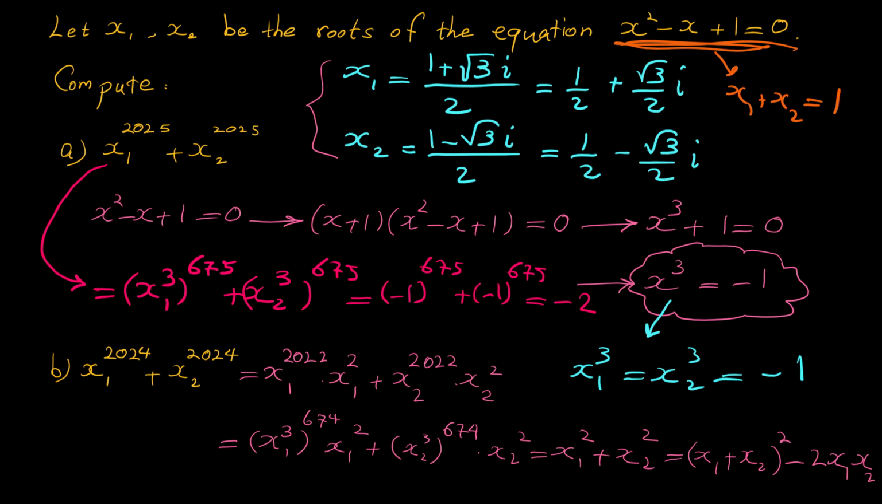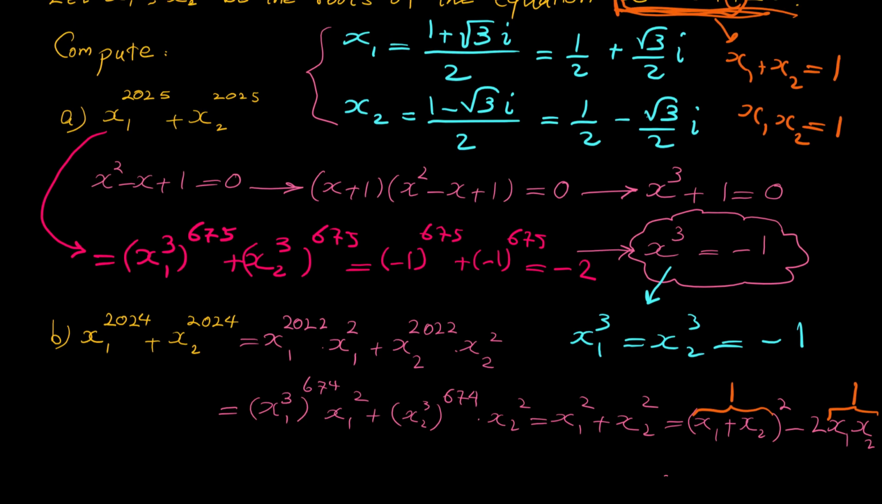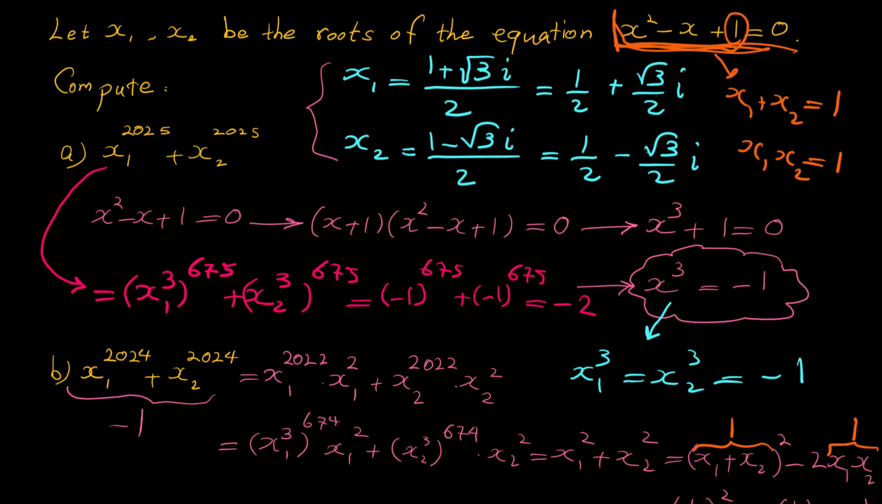What about the product of the roots? x1 times x2, the product of the roots, equals c over a. c is 1, a is 1, so it's 1 also. So this bracket is 1. x1 times x2 is also 1. So finally the answer is 1 to the power of 2 minus 2 times 1, which equals negative 1. So this expression here equals negative 1.